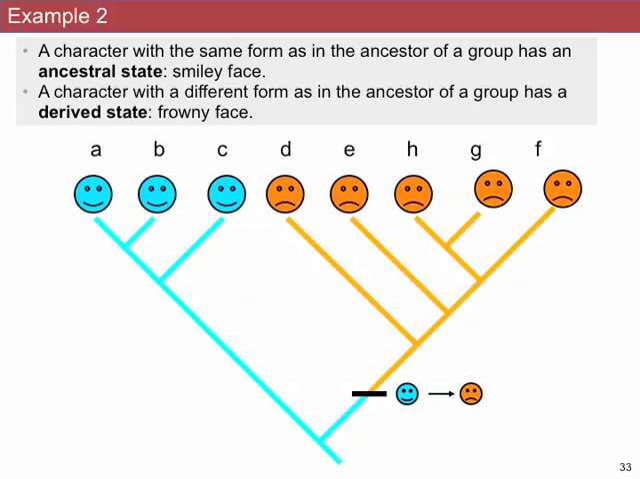If we zoomed out and there were lots of other organisms related to these organisms that had different features related to their face, it's possible that we would find that the ancestral state, if we went even further into the tree, might be some other feature. When we look at this, it is always relative to a particular group for a particular character in the character states that we're looking at.